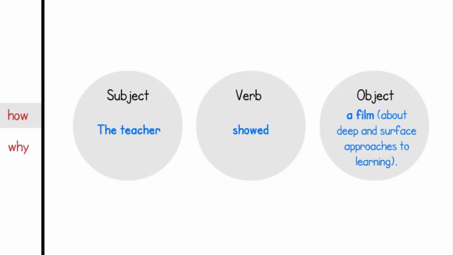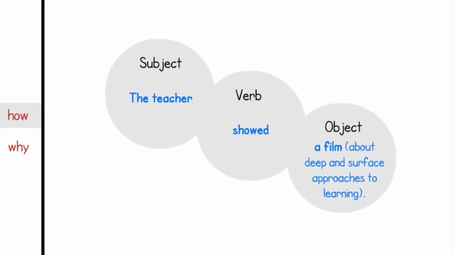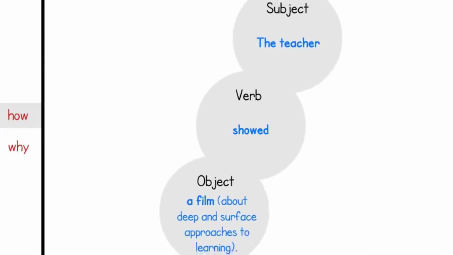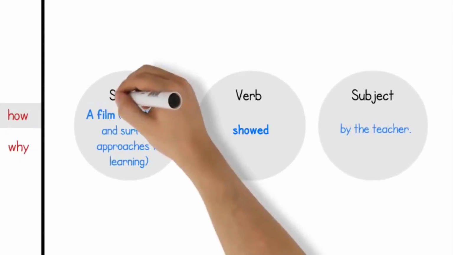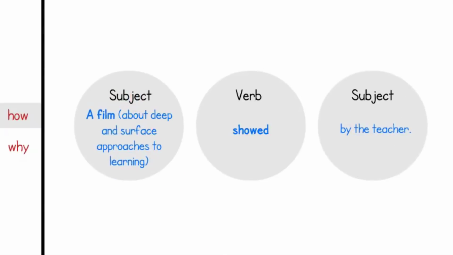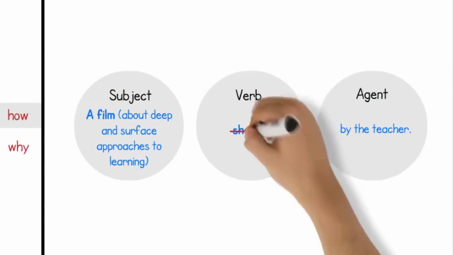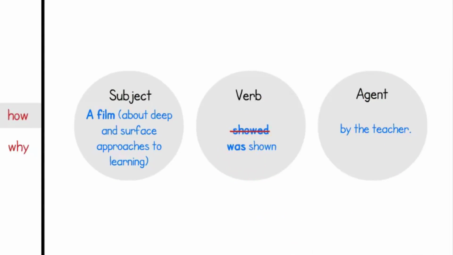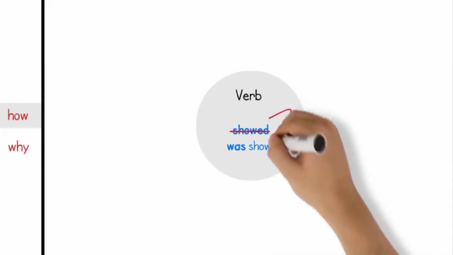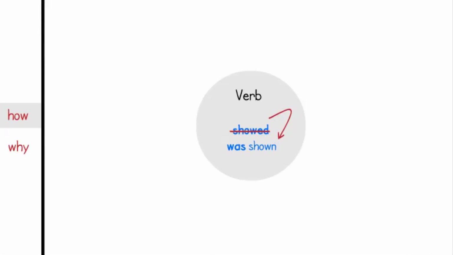The passive voice is formed by changing the order of the active sentence so that the object of the active sentence becomes the subject of the new sentence. Meanwhile, the subject of the active sentence becomes known as the agent, and the passive sentence would be: a film about deep and surface approaches to learning was shown by the teacher. Notice that the verb showed has now been changed to was shown.